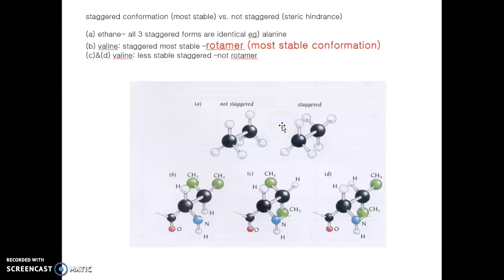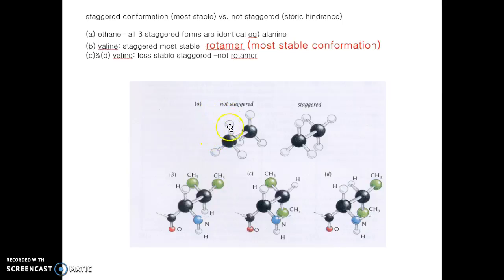Certain side chain conformations are energetically more favorable than the others. Any side chains longer than that of alanine can in principle have several different conformations.